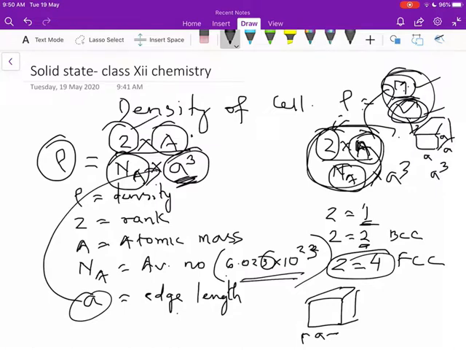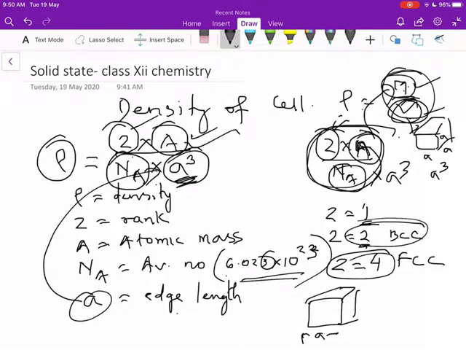For example, they will give you everything. They will give you Z, or they may not give it directly, but in the question it will be written BCC. Then you have to understand that BCC means Z value is 2. If they write that it is FCC, then you take the Z value as 4. And similarly, if it is primitive, then you take Z value as 1.